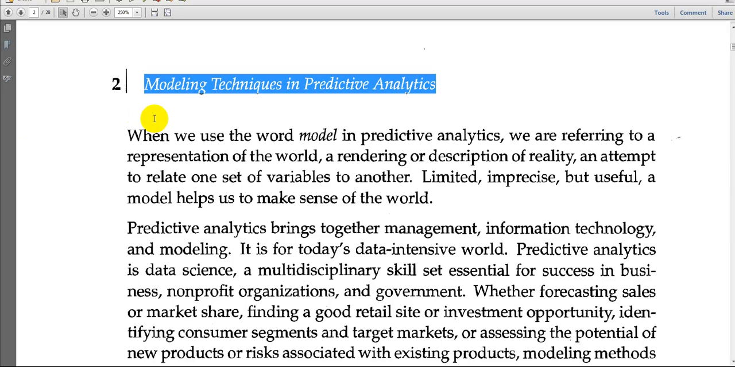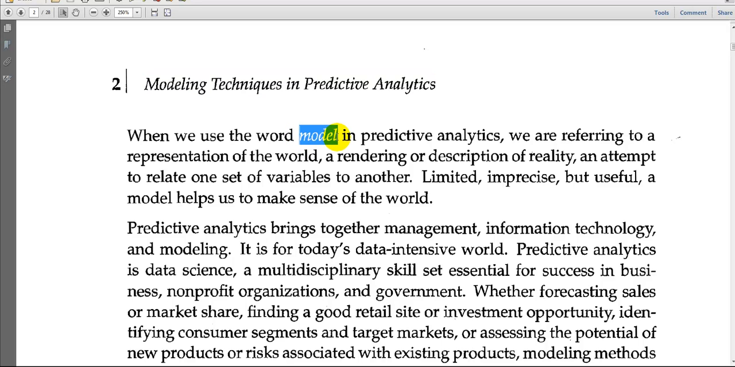Okay, so we're going to be working with this book, Modeling Techniques in Predictive Analytics. This book includes code as well as explanation about data mining and modeling. And okay, so let's begin.